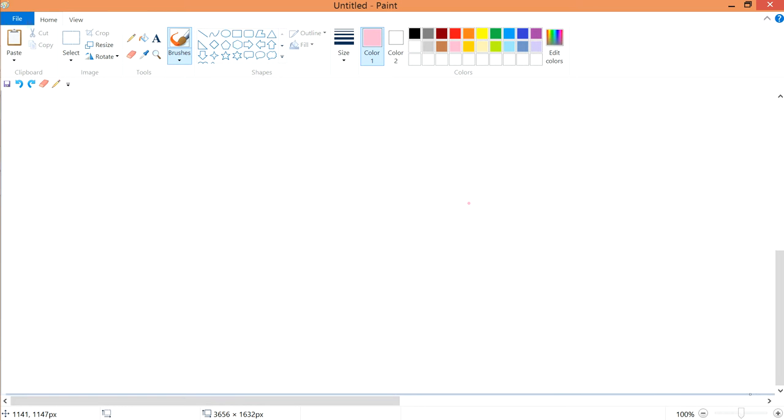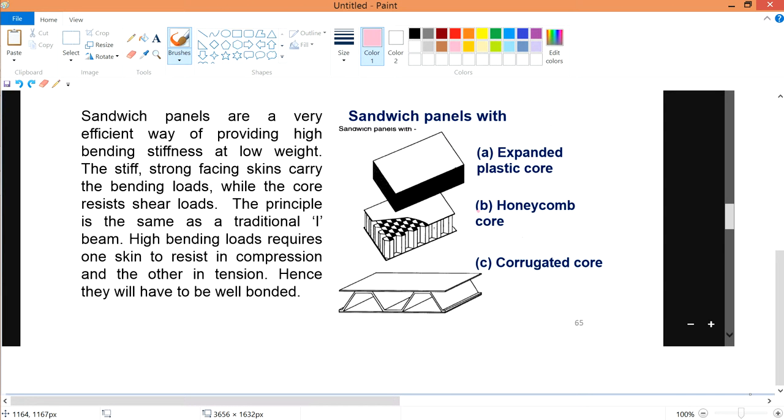Okay, and therefore let's continue with the core. So therefore there are three types of core. Alright, they expand these three types. Okay, and we'll go into details now. We'll mainly focus on the honeycomb core.